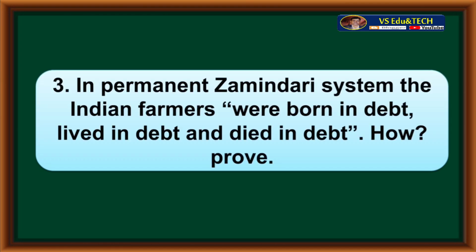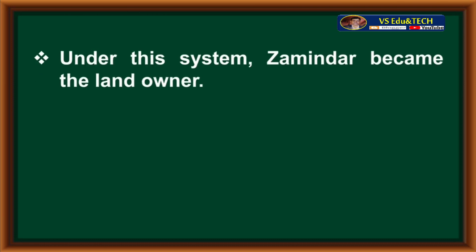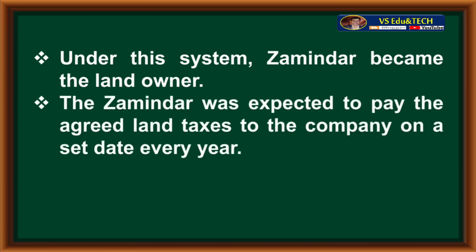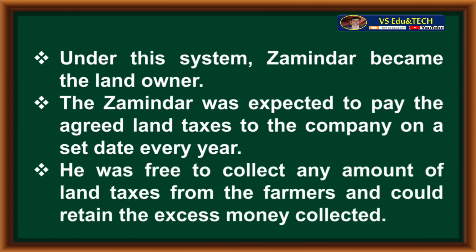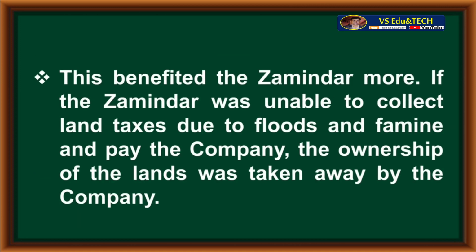In the permanent zamindari system, the Indian farmers were born in debt, lived in debt and died in debt. How? Prove. Under this system, the zamindar became the landowner. The zamindar was expected to pay the agreed land taxes to the company on a set date every year. He was free to collect any amount of land taxes from the farmers and could retain the excess money collected. This benefited the zamindar more.